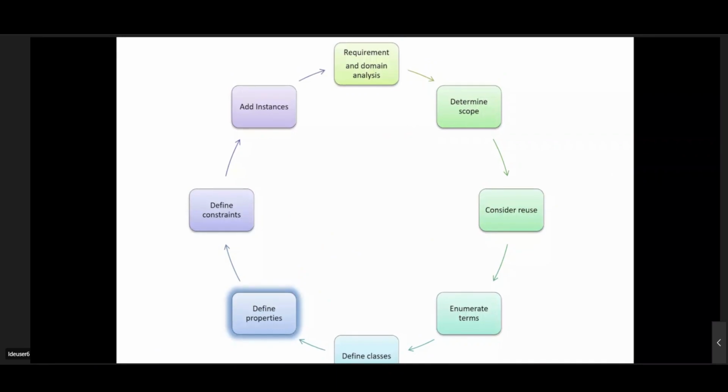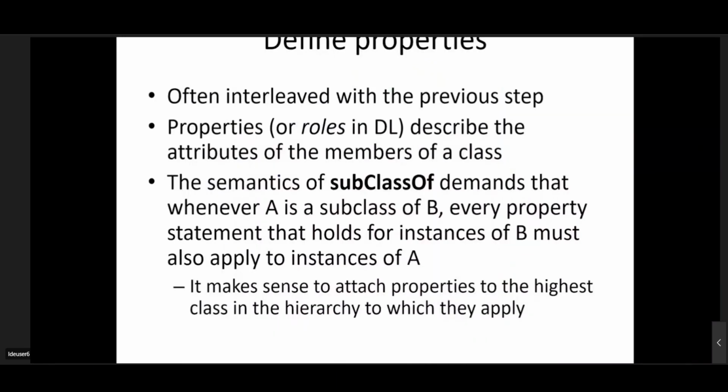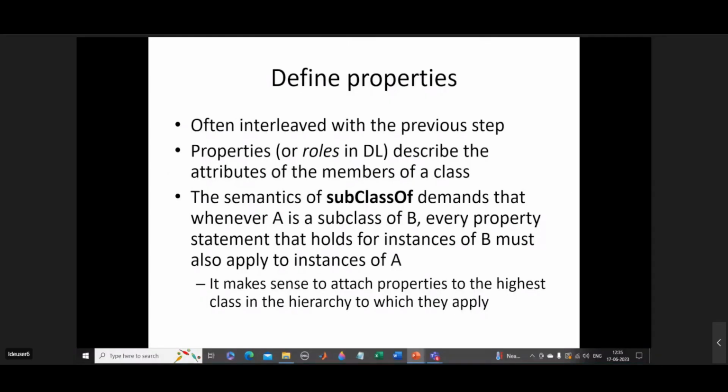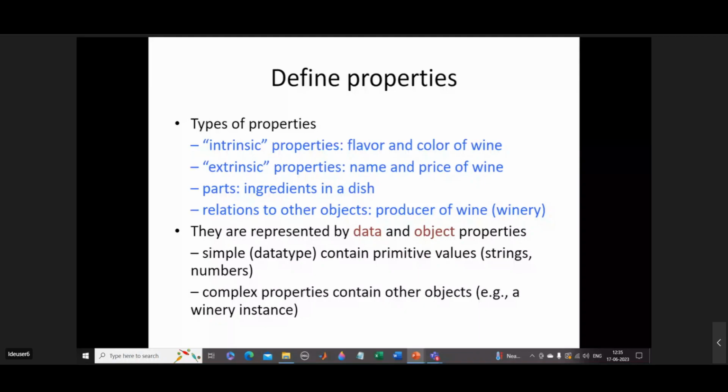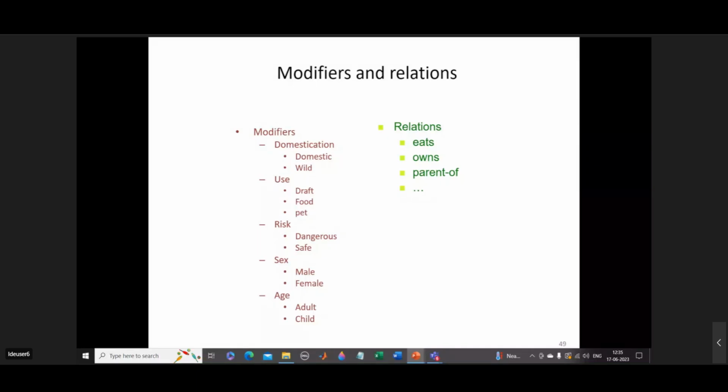And then we have the next one, properties. It is interlinked with the previous step. Properties describe the attributes of the members of a class and the semantics of the subclass. So whenever A is a subclass of B, every property that holds for B must also apply to A. There are different types of properties: intrinsic, extrinsic, mass, relations, and all that. They are represented by data and object properties. And now you can modify it with the relationships, okay?